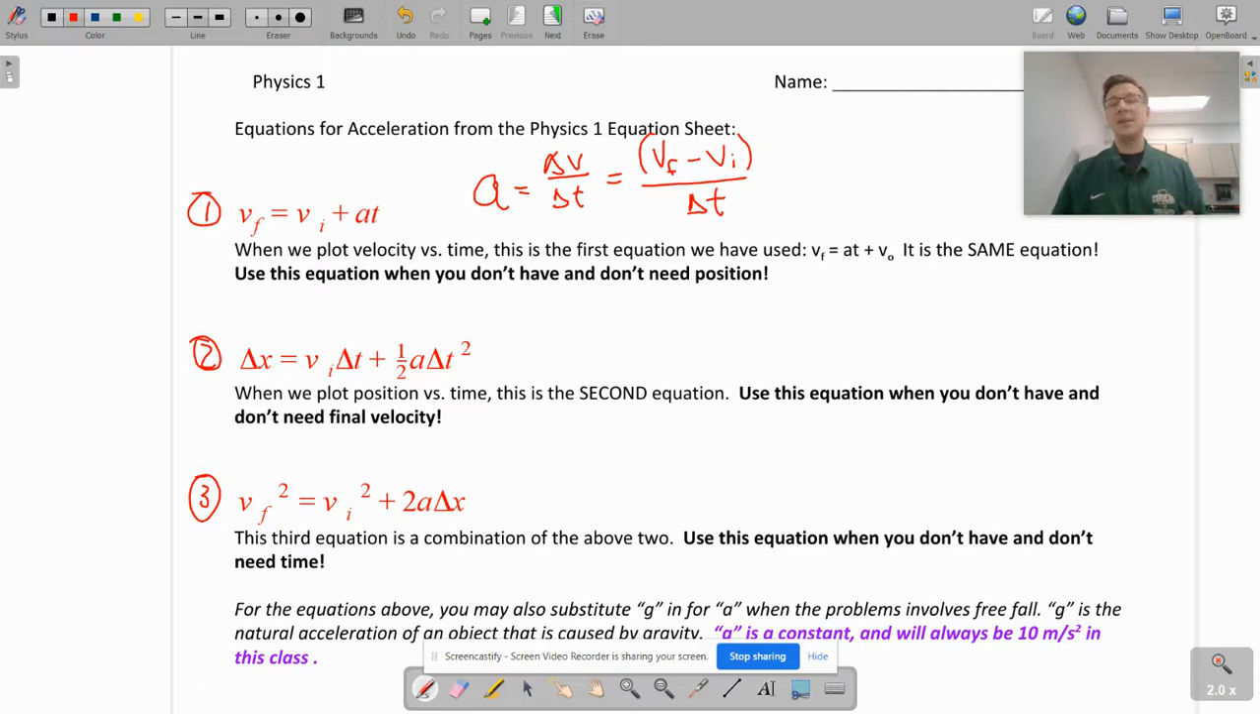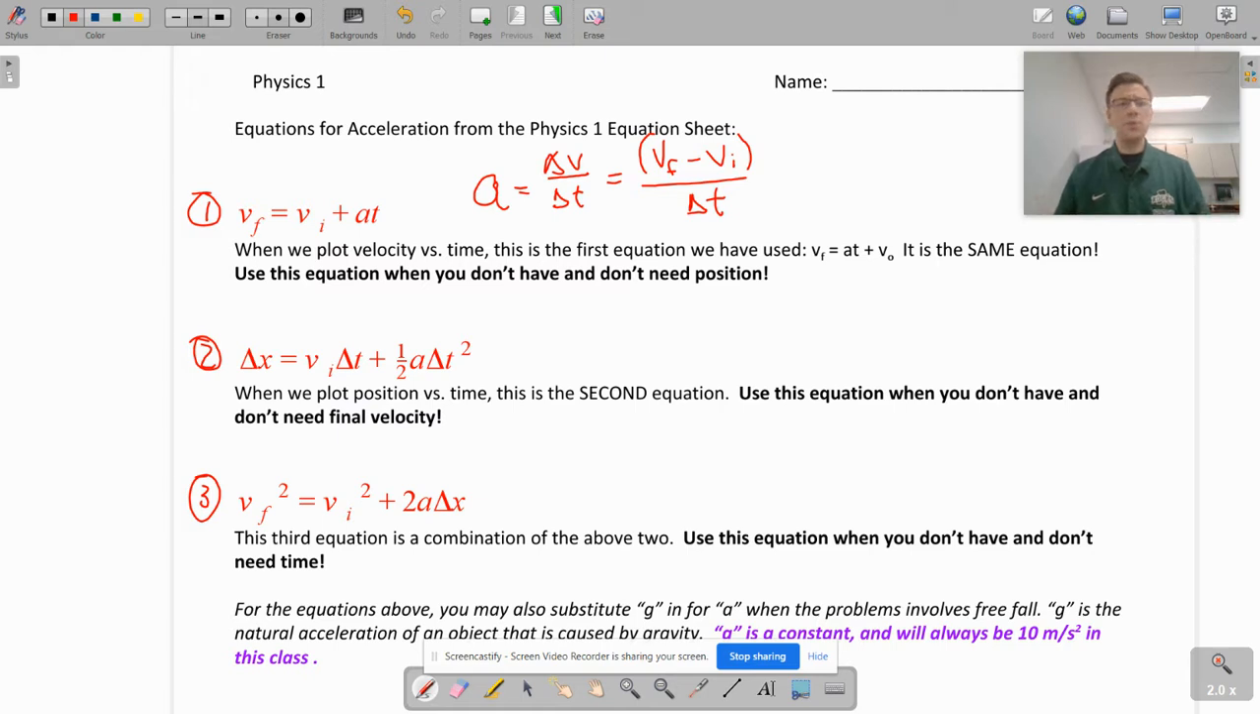The second question is, do we need or have the time? If you have the time and a change in position, then you use the second equation. If you do not have the time, but you do have a change in position, you use the third equation. Step by step: do I need or have the change in position? If the answer is no, I use the first equation. If yes, then I choose between 2 and 3, based on whether or not the problem involves time. You can make it real simple like that. Change in position, then look for the time, and that will help you choose the correct equation every time.